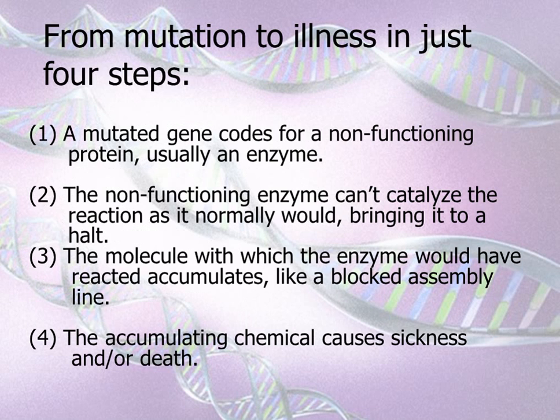Okay, so there are 4 basic steps in the mutation, from normal to illness, just 4 easy steps. First, mutate a gene code for a non-functioning protein. You screw up a letter, you screw up the recipe. You replace salt with sugar. That's the first step. You screw up the DNA or the RNA.